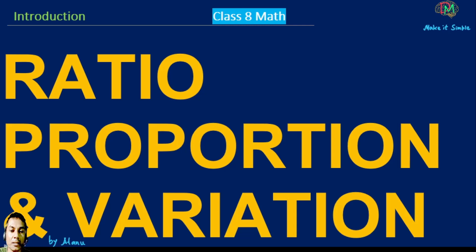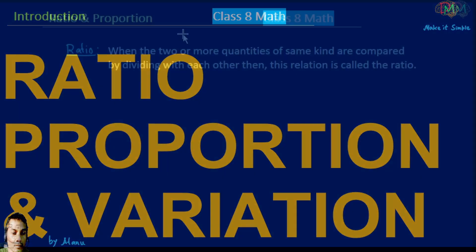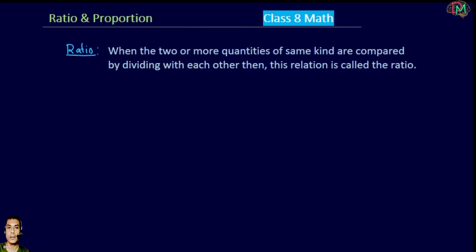So without wasting time, let's start the ratio, proportion and variation. So what is the definition of the ratio? When two or more quantities of the same kind are compared by dividing with each other, then this relation is called the ratio. Let's understand this definition with a simple example.